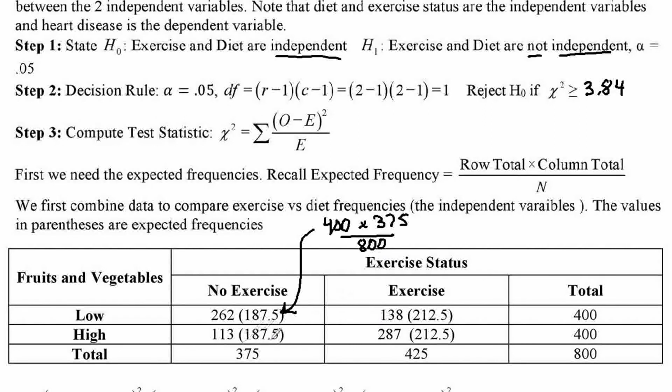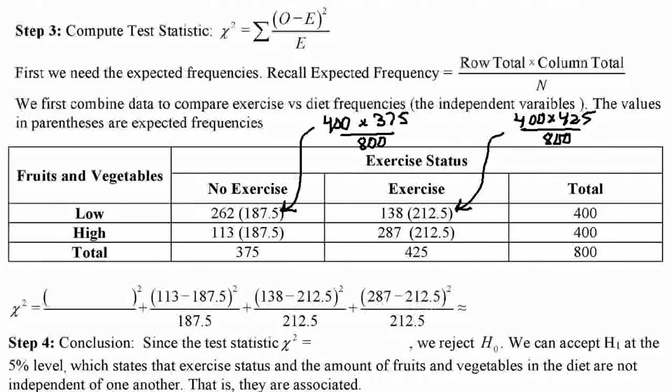So down here, the 187.5 is the same. It's 400 times 375, and then we're dividing by 800. For each of these 2 boxes, our row total is 400, our column total is 425, and then we're dividing by 800. So that's row total 400, times column total of 425, and then divided by 800, our grand total. So that gives us observed and expected values.